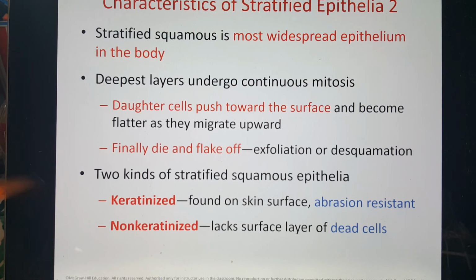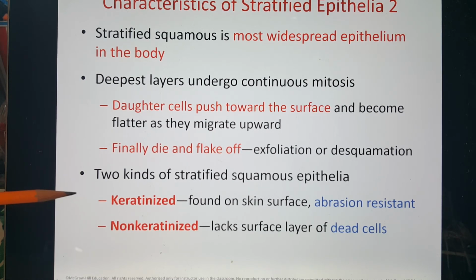Okay, so stratified epithelial is our most widespread one, because it's skin. So in this case, at our bottom layer, that's where we get our new cells because that's where the nutrients are. So our new cells are going to push the older ones up. Eventually, the older ones are going to be so far away from nutrients that they'll die and flake off, which is also called exfoliation or desquamation.